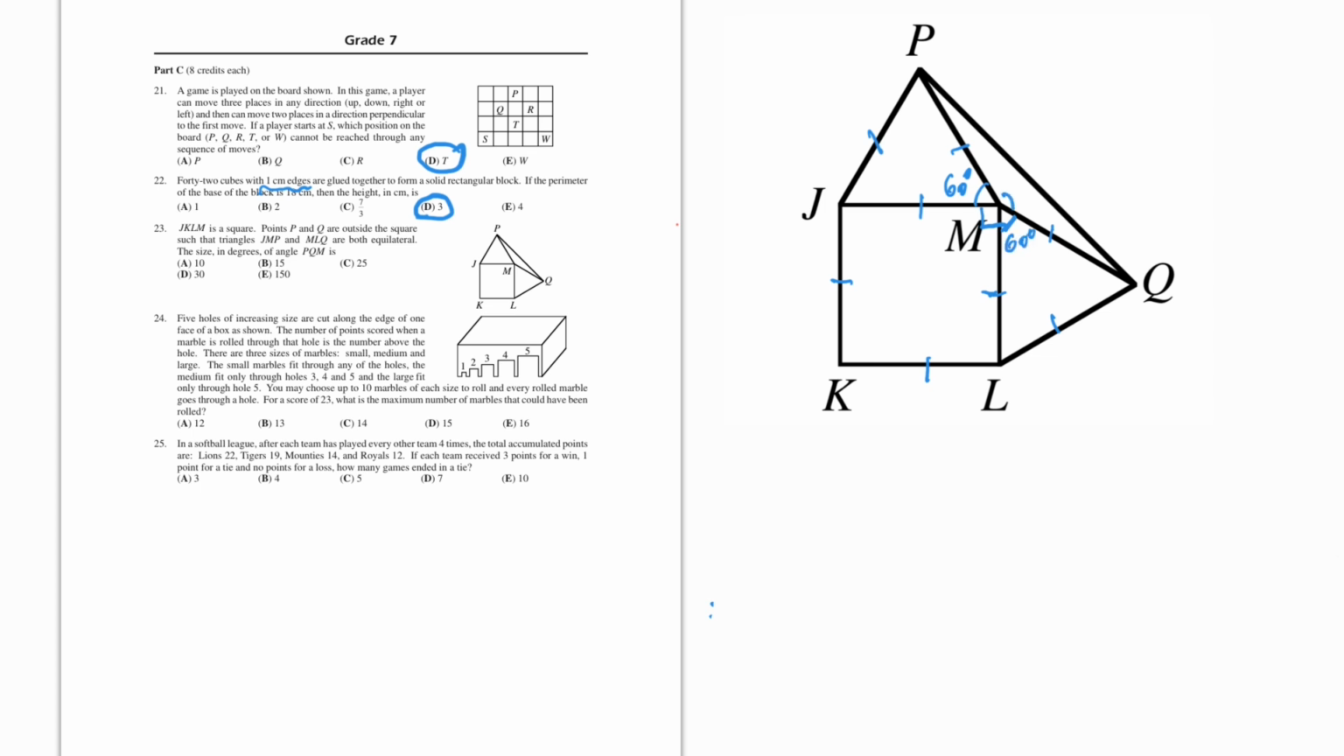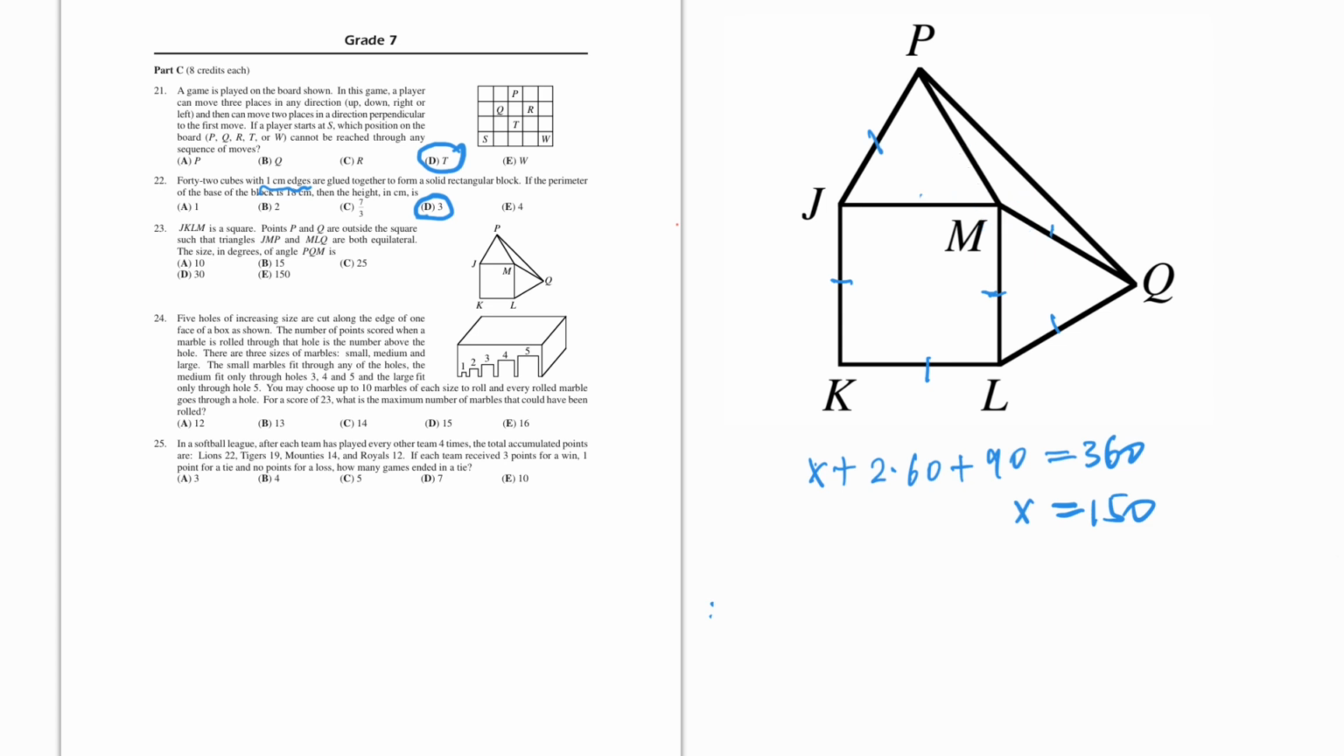Now, we need to find what's this angle, PMQ, that's to be the X. So all around the M, that's the 360. So X plus 2 times 60, plus 90 equal to the 360. Therefore, X equal to the 150. X equals 150.